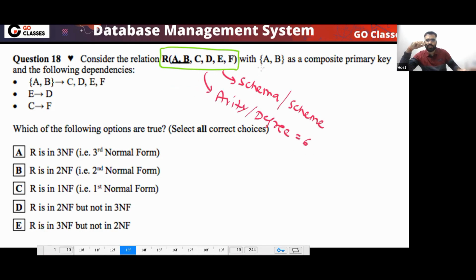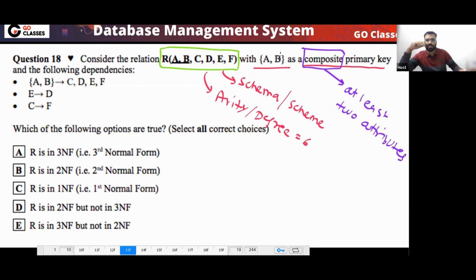So there are 6 attributes, and the question is saying that AB is a composite primary key. I told you what a composite is. Composite means at least 2 attributes. There are 2 types of candidate keys: one is composite, one is simple. Simple candidate key means only 1 attribute, and composite candidate key means at least 2 attributes.